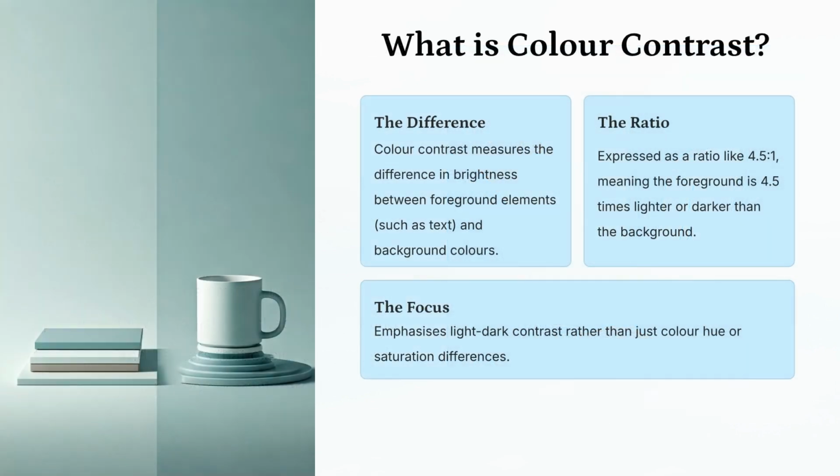Color contrast measures the difference in brightness between foreground elements, like text, and background colors. It is expressed as a ratio, such as 4.5:1, indicating how much lighter or darker the foreground is than the background. The focus is on light-dark contrast, not just color hue or saturation differences.